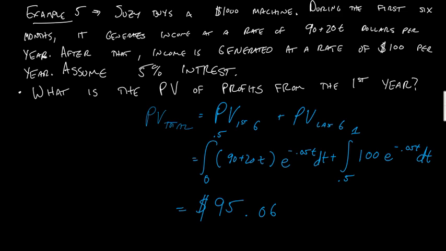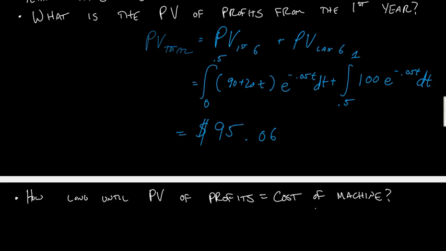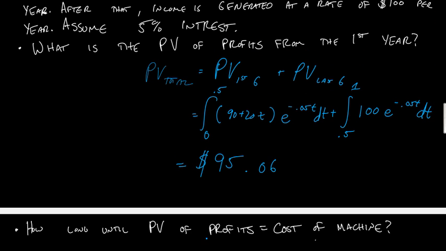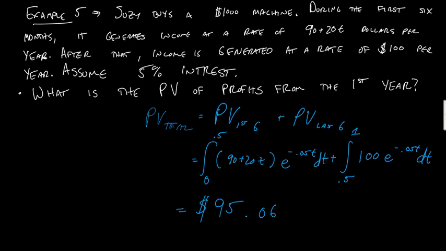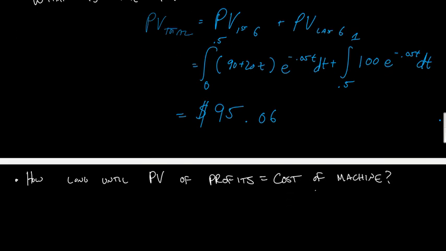So the question is, if that's as much as she earns after the first 6 months, how long does it actually take her to pay this thing off? When does the machine become worth it? We're going to use a very similar formula to what we used above. Notice that the machine cost $1,000. So we're basically saying, how long is it until we have this present value total being $1,000?